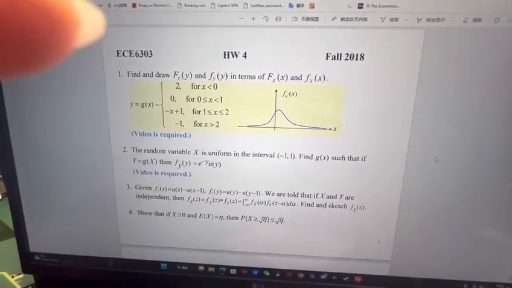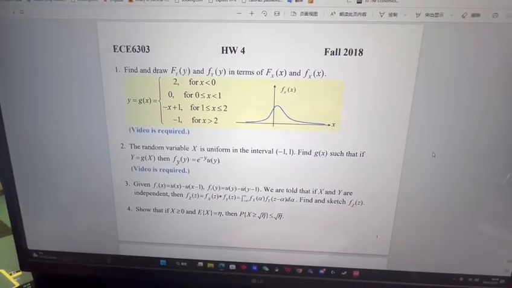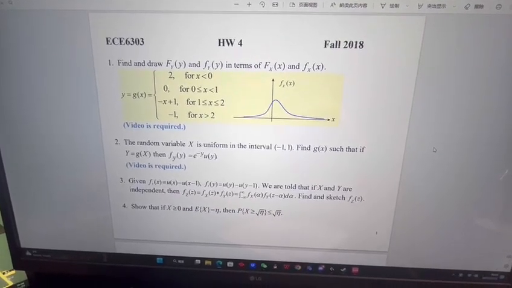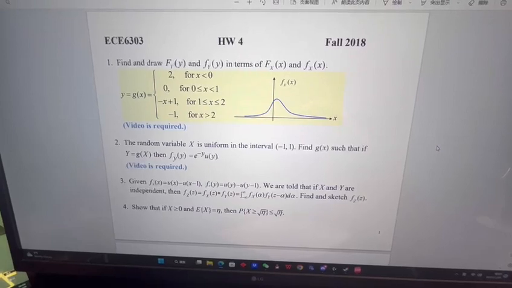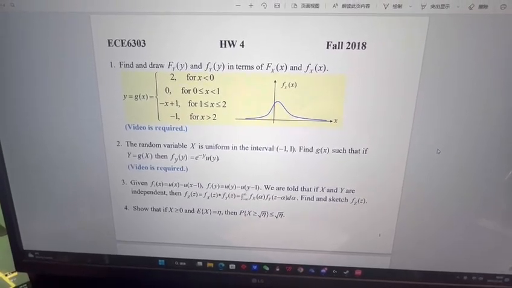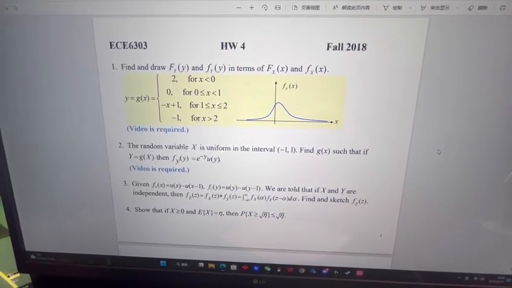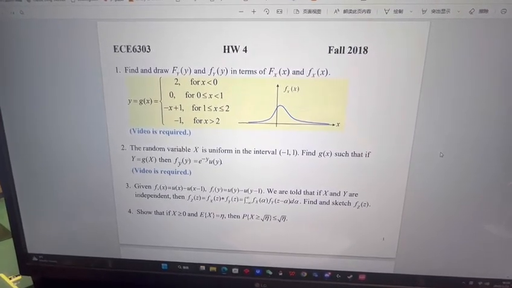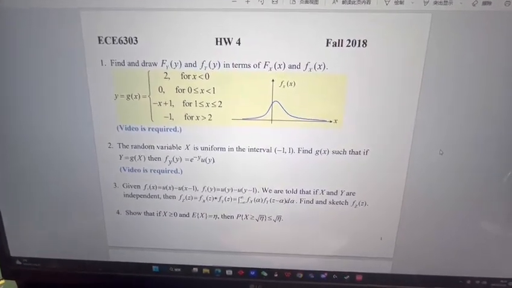So in this question, it told us that there's a random variable X which is uniform in the interval from -1 to 1, and then we're going to find g(x) under the condition that Y equals g(X) and F_Y(y) equals e to the power of -y times u(y).